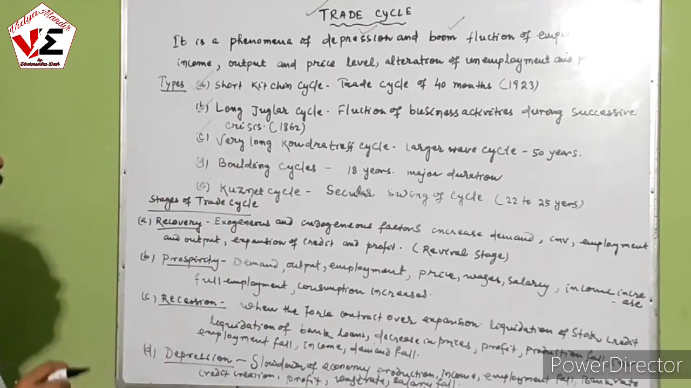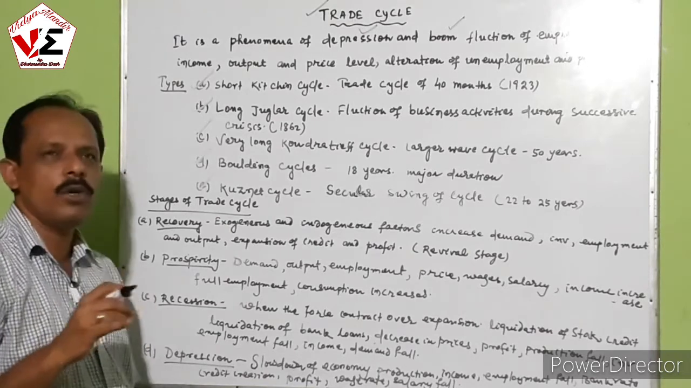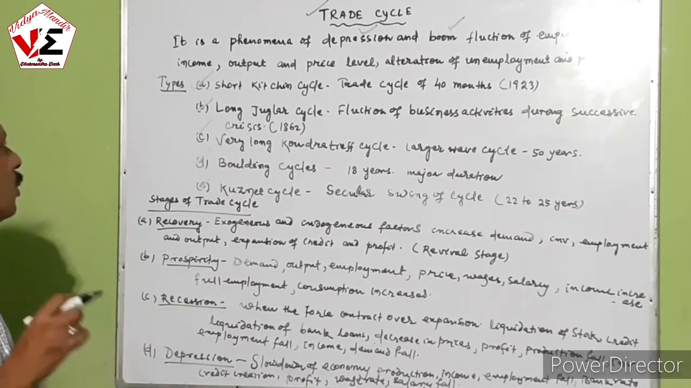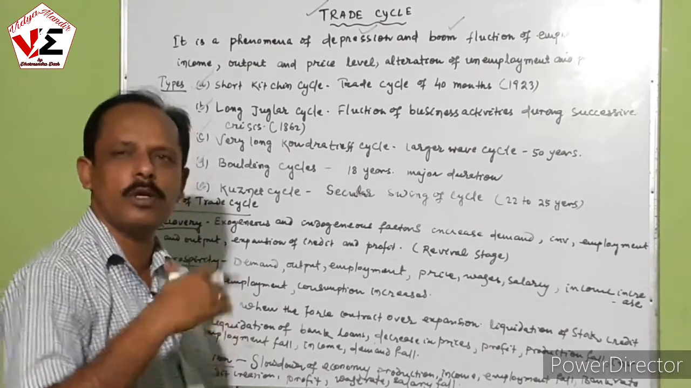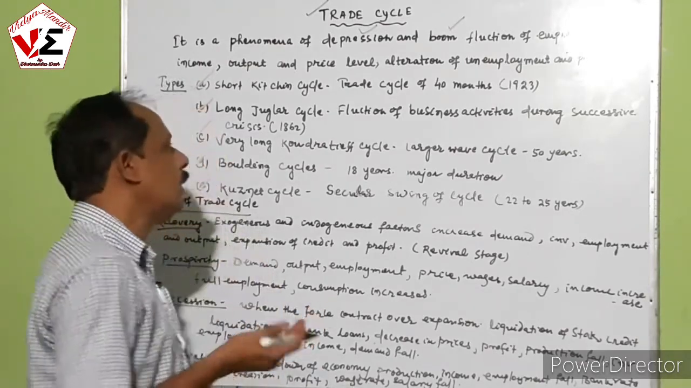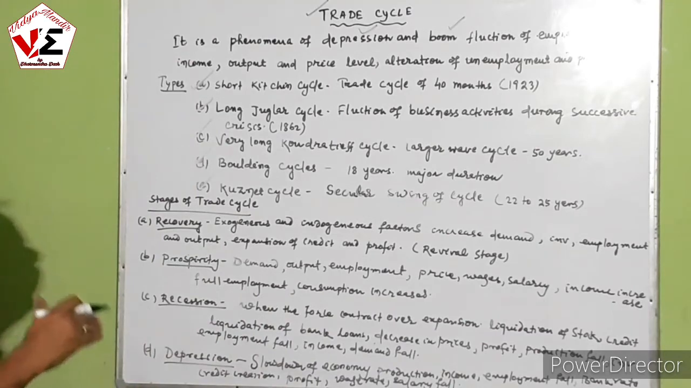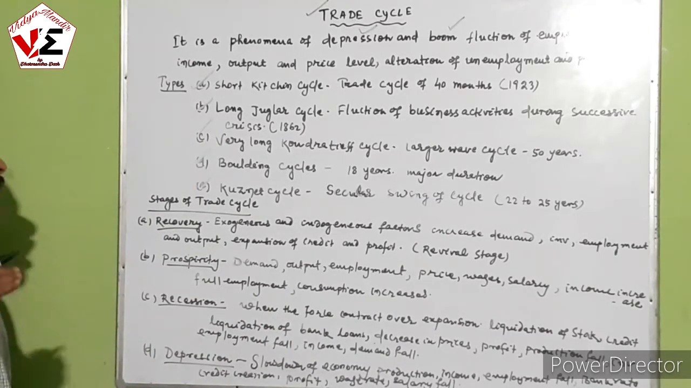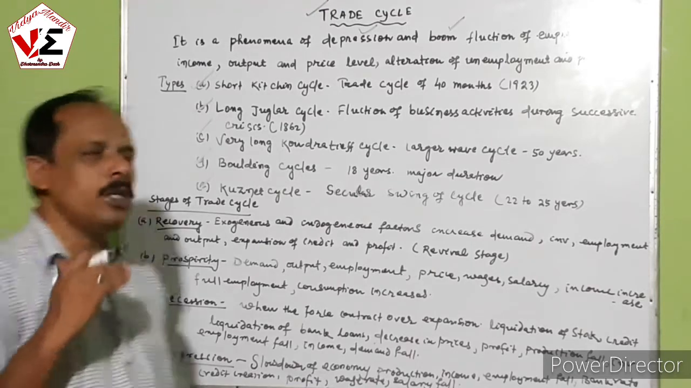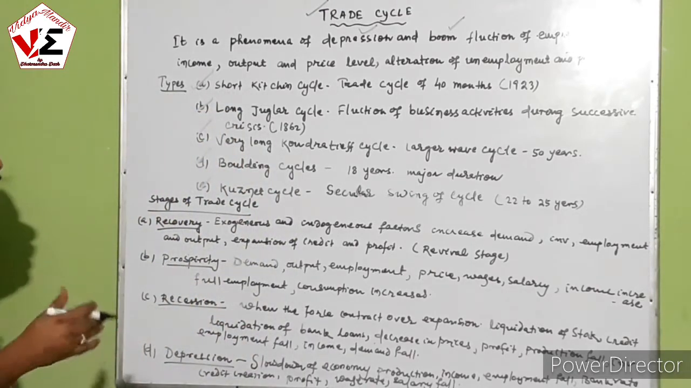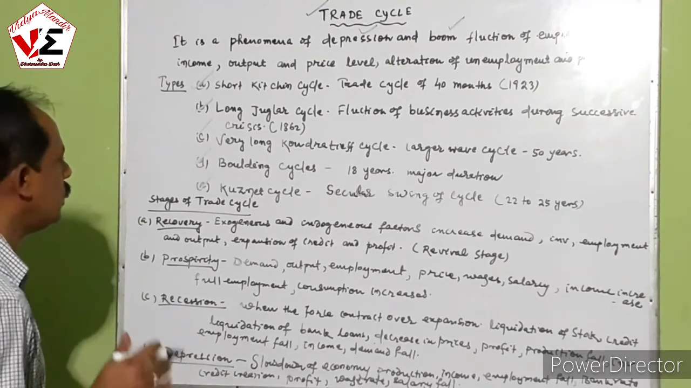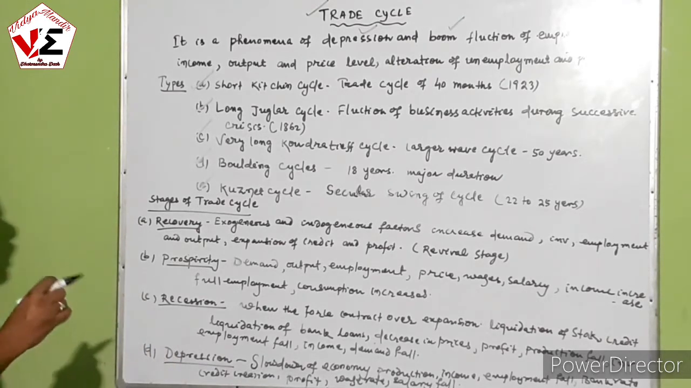There's the short Kitchin trade cycle, a 40-month trade cycle. The long Juglar trade cycle is a fluctuation due to successive ups and downs of the economy, where you come to the boom and come to the doom, that's your 1862. The next one is a very long contractive cycle, a 50-year cycle. The next is the Bolding cycle, with 18 years of major duration. And the next is the Kondratieff circular cycle.